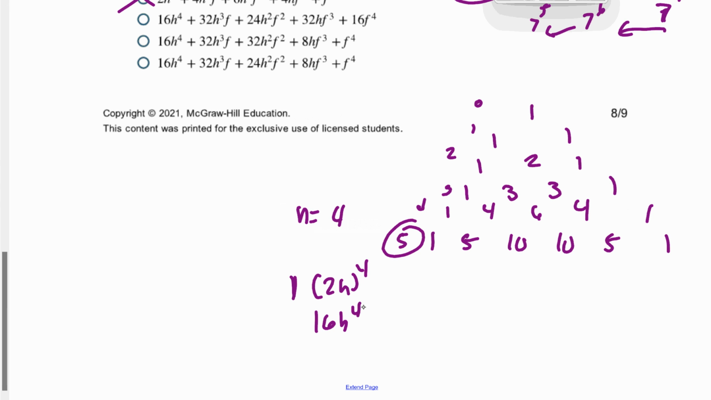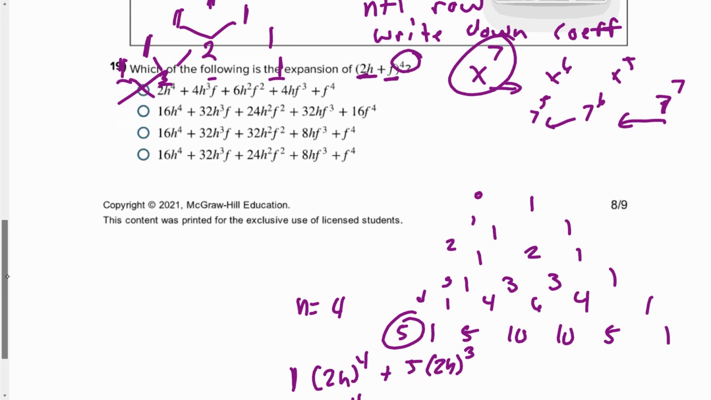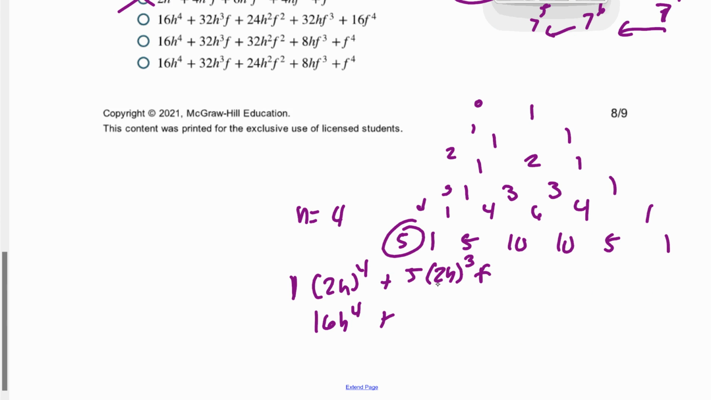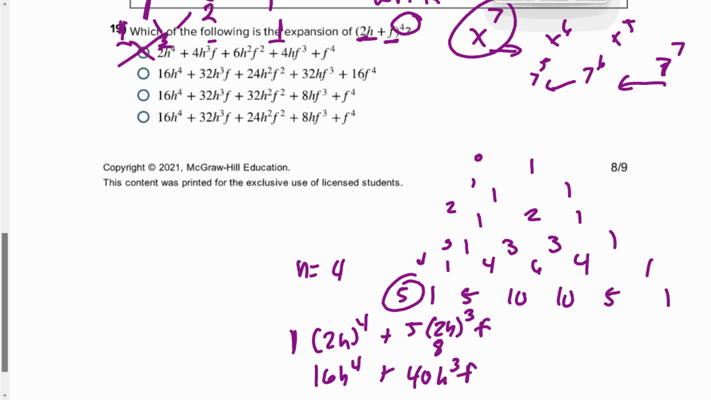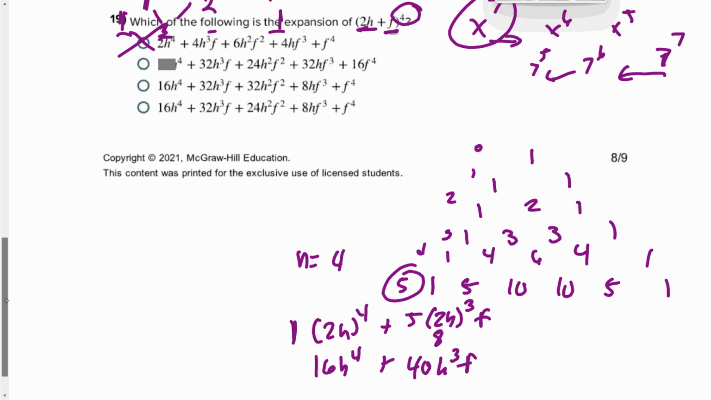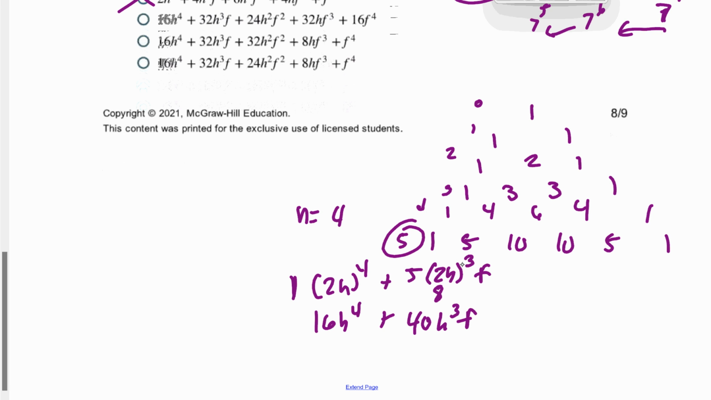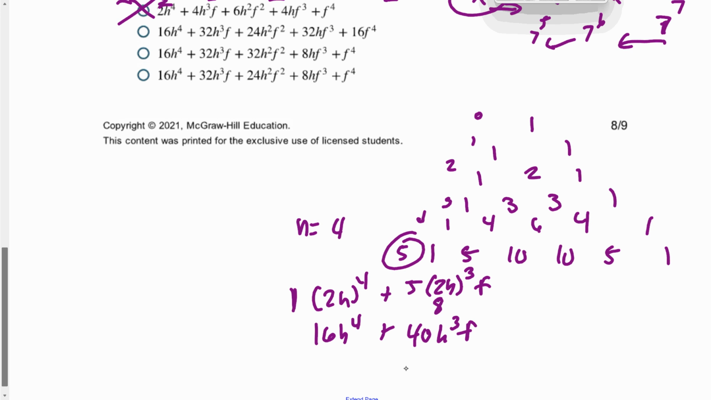Right, then our next one would be a 5 out in front, right? And that'd be 2h to the third. And then our second term is an f, so that'd be f to the first, right? So 2 cubed would be 8. 8 times 5 is 40, so 40h cubed f, and we can see none of those are that, so is that a 5? Let's see. Okay, that's wrong. So quick correction here. We're actually not on this one. Sorry about that.